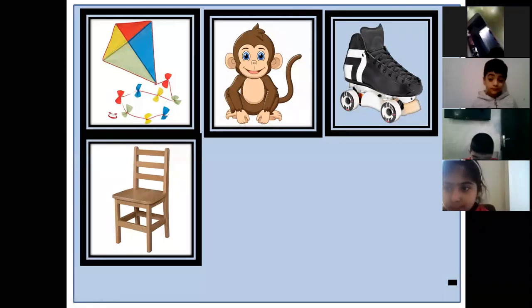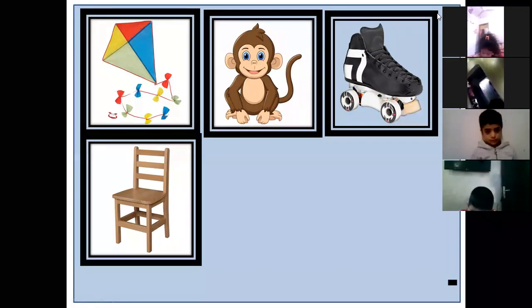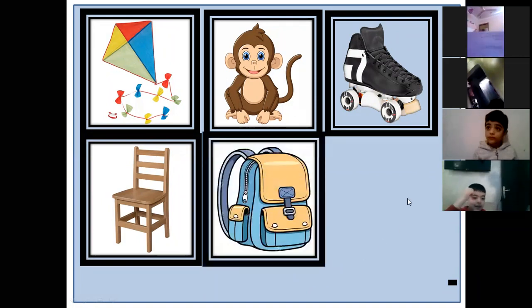Shahin, what is it? Yes, Abudi. What is it? It's a brown chair. It's a brown chair. Very good, Abudi. What about this one?